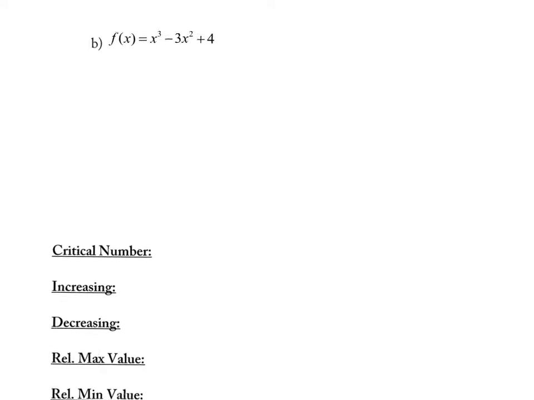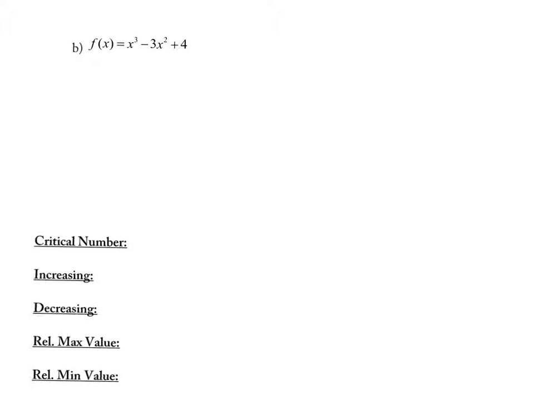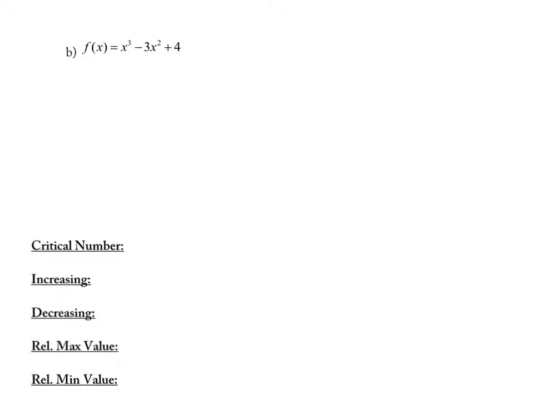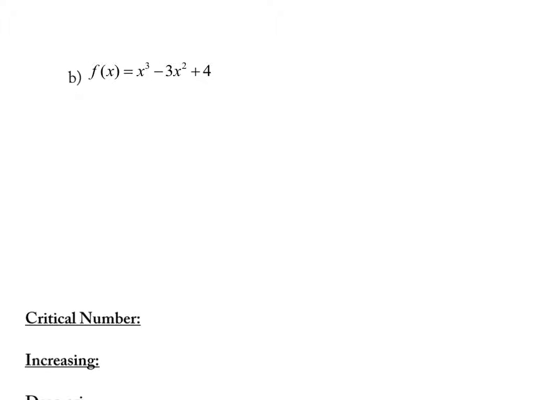And this is going to be our last problem of our notes, and the last problem in notes of the school year. Okay, so first thing, we need to take the first derivative. So we get f prime of x equals 3x squared minus 6x, and then the constant is just 0. From there, we set the first derivative equal to 0.